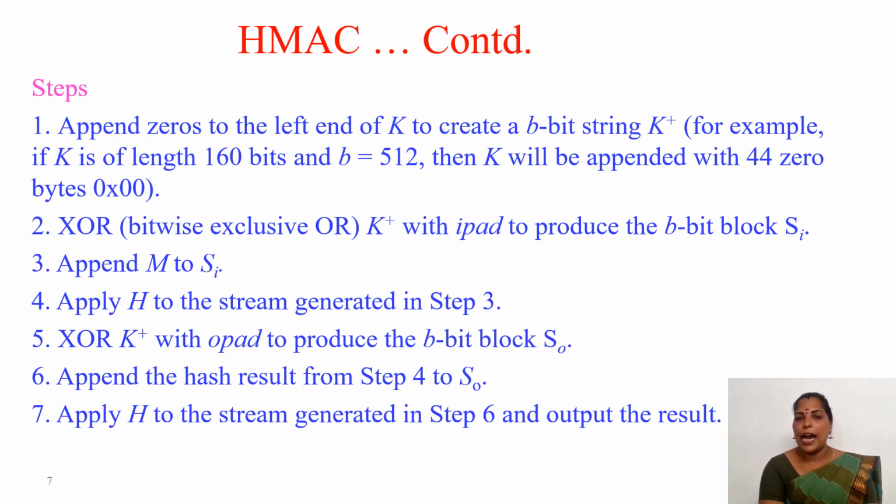Then we apply the hash function to the stream generated in step 3. Then we XOR K plus with opad to produce the b-bit block S0, and append the hash result from step 4 to S0. Then we apply H to the stream generated in step 6, and output the result, that is the HMAC. Here the hash function may be MD5 or SHA, RIPEMD, Whirlpool, anything can be used. So the hash function is used with this message authentication code.